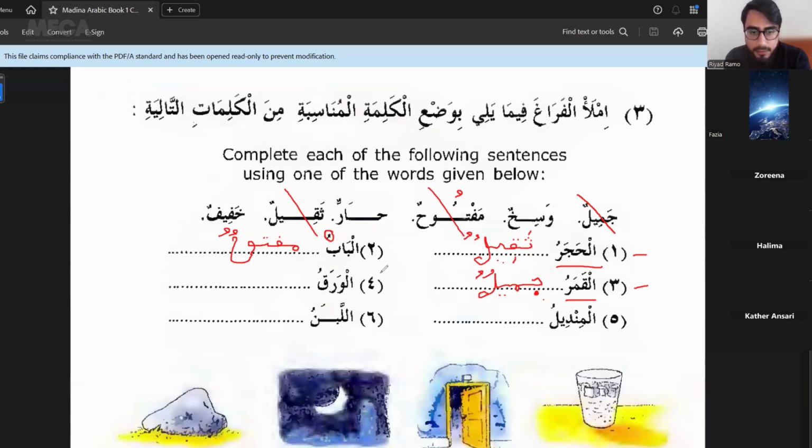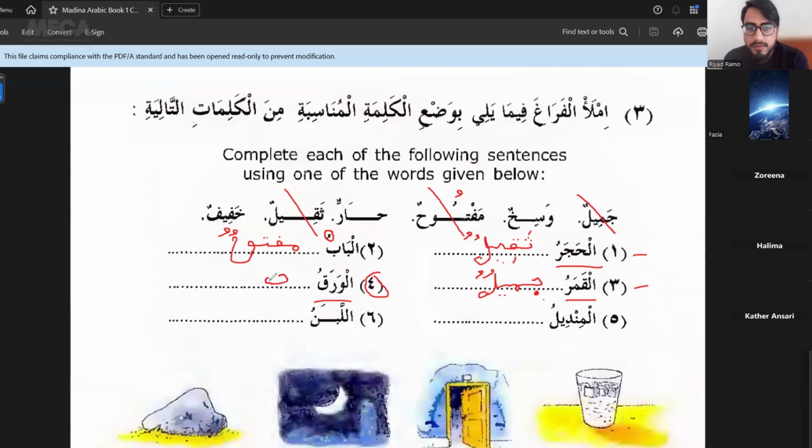Okay, Halima, this one, number 4. Al-waraqu. What is a waraqu? I forgot. Anyone know? It can mean paper or it can mean a leaf. So paper, we'll use paper here. Yes, paper. We have khafifun, we have harun, we have wasikhun. Okay, yeah, that's paper. Wonderful.